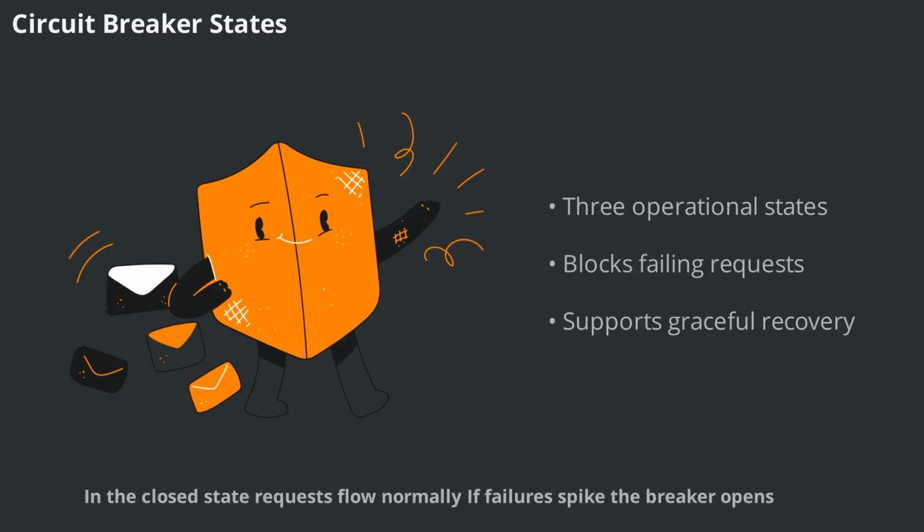Circuit breakers operate in three states: closed, open, and half open. In the closed state, requests flow normally. If failures spike, the breaker opens, blocking further requests to the failing service. After a timeout, it enters half open, allowing a few test requests. If they succeed, the circuit closes. If not, it stays open. This mechanism prevents your system from being dragged down by persistent failures and helps it recover gracefully.